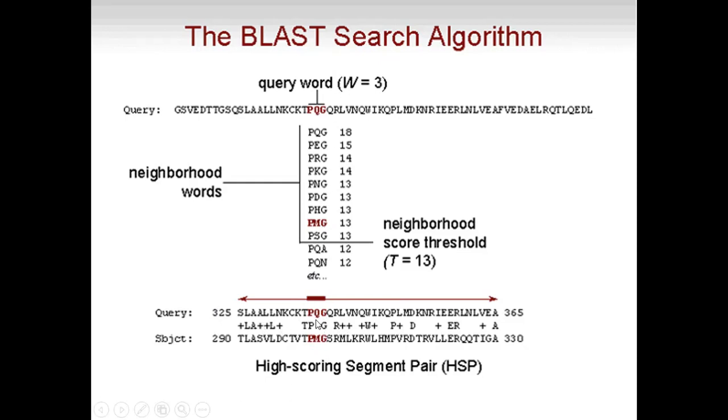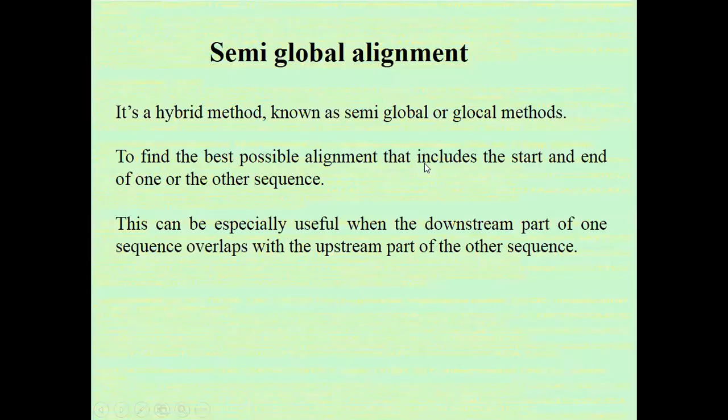Here we have P, space, G. So in this one we have PMG. Similarly, here we have PMG. If we had PHG here, then we would also jump to 13. And if we had PQG here, then we would jump to 18. However, here it was PMG, so 13 was the highest scoring number here.